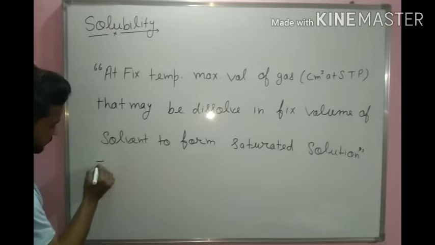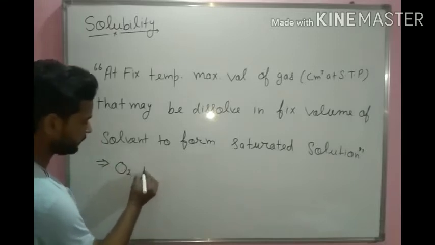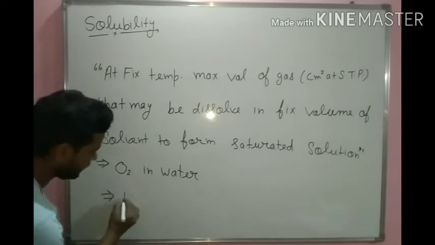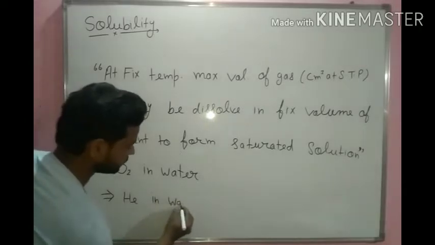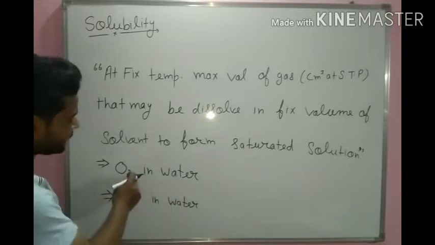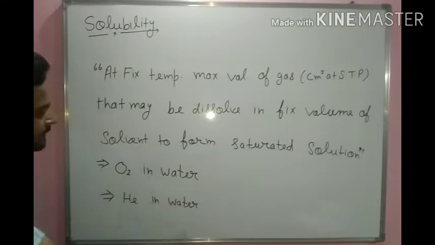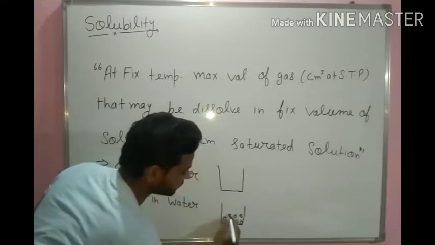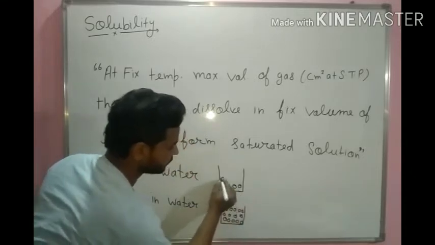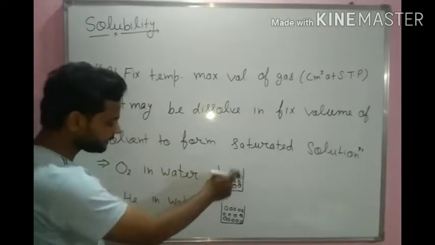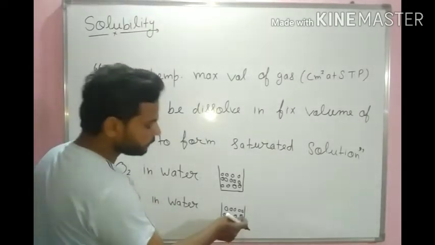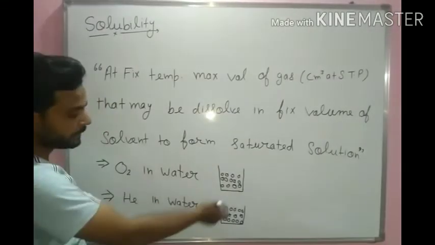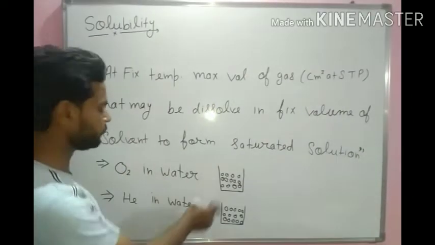Now take one example. Oxygen dissolved in water and another, helium in water. Then we say that oxygen is more soluble in water as compared to helium. It means that if we have two containers and each has equal volume of water, in this beaker we dissolve oxygen and in this beaker we dissolve helium. So if the volume of both containers is the same, then in this container the amount of oxygen will be more as compared to helium, because solubility of oxygen is more in water than helium.